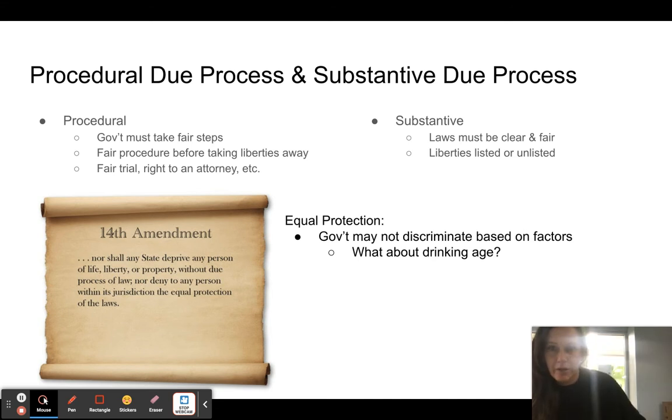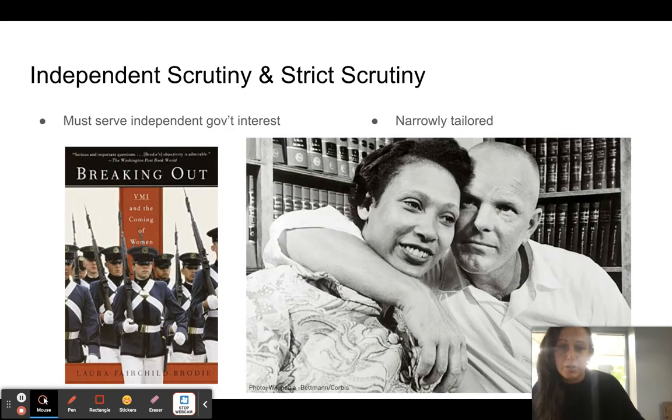Okay, so then we also have scrutiny of the laws. There's intermediate scrutiny and there's strict scrutiny. So intermediate scrutiny is often looked at in cases of gender. If there is a gender discriminatory law, it must make sense and it must be part of the government interest.